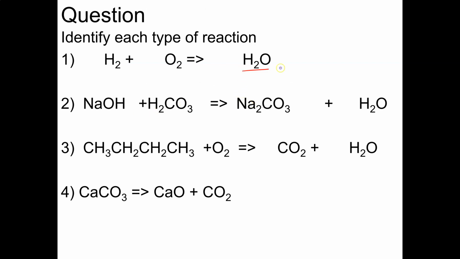So let's identify each type. You have a single product here, so that's going to be combination, obviously. For the next reaction, you have sodium bicarbonate. You notice that sodium and bicarbonate trade places, so this would be categorized as a double replacement reaction, because they're trading places, the carbonate and the hydroxide. This reaction would be combustion because you have O2 on the reactant side. You have your CO2 and H2O as products. Calcium carbonate, single reactant, that's just simple decomposition.